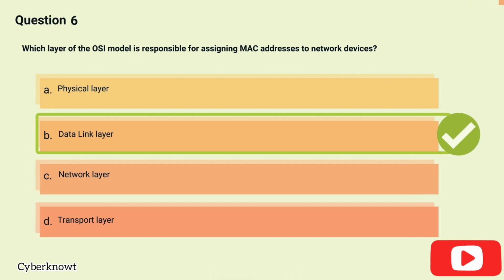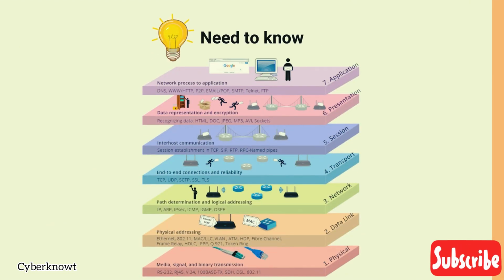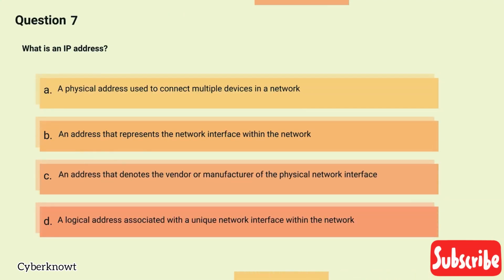Data link layer. Explanation. The data link layer of the OSI model is responsible for the physical addressing of devices on the network. MAC addresses are assigned at this layer and are used to identify network devices at the physical layer.